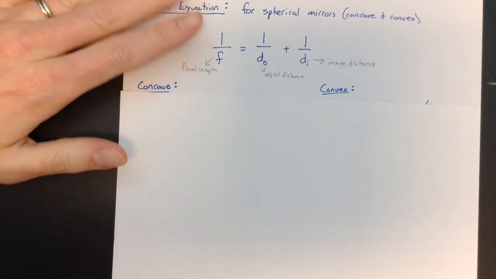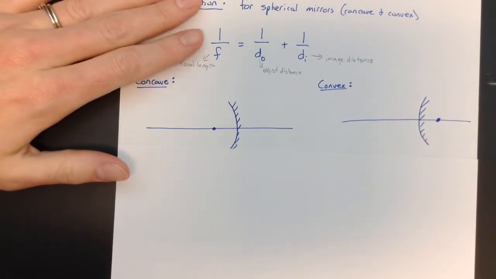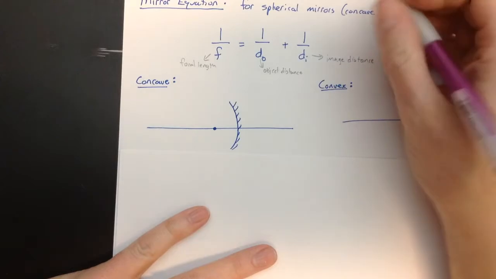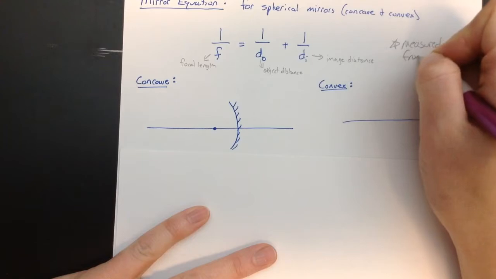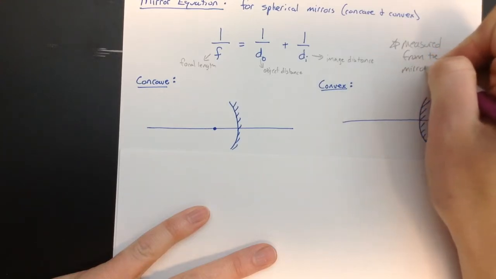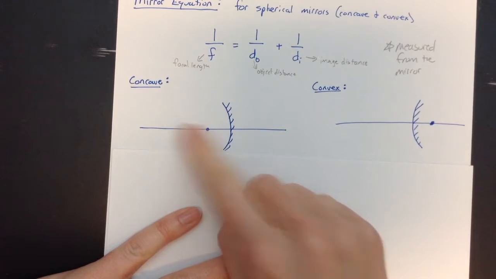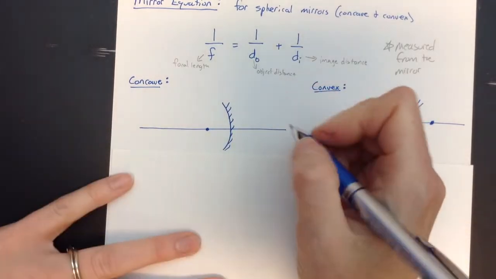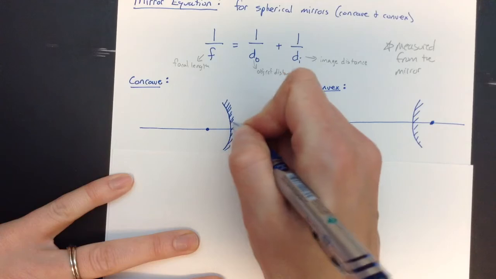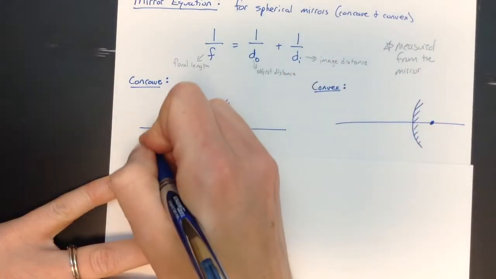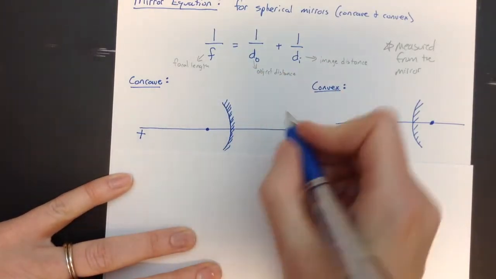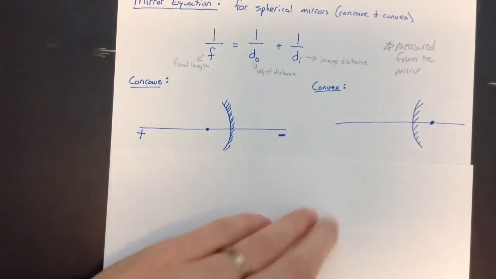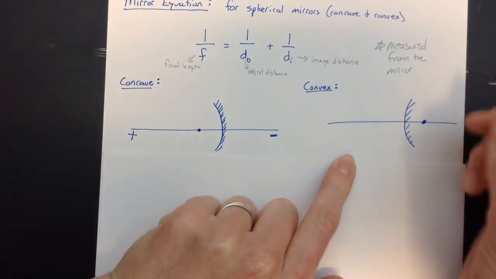Alright, so let's talk about what that means for concave and convex mirrors and maybe where we might put that object and image distance. Okay, so everything is measured from the mirror. Okay, everything is measured from the mirror, but sometimes things are on one side of the mirror or the other, and so we need to know what that means. So think about it this way: if light can go that way, then it will have a positive value. Light can be on this side of the mirror, but it can't be over here, so those would have a negative value.